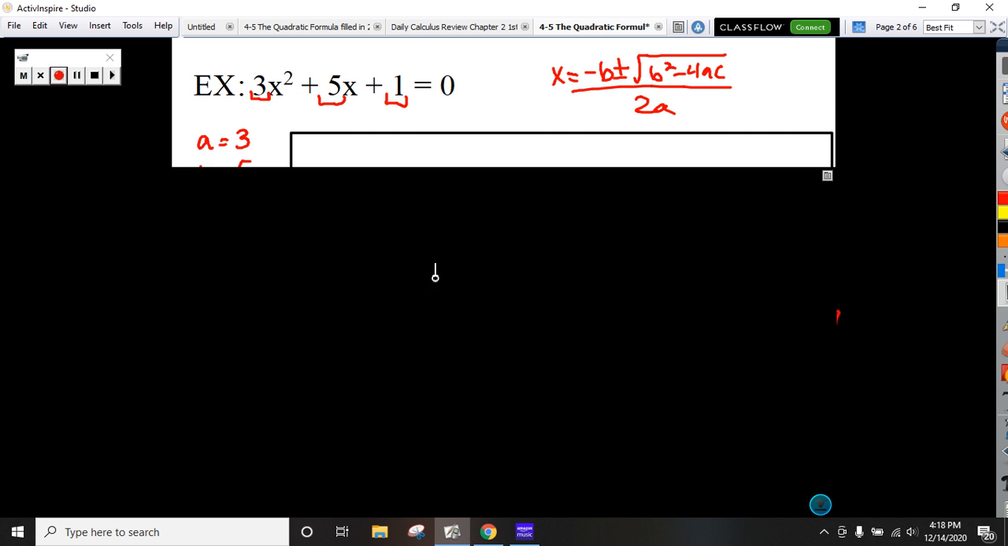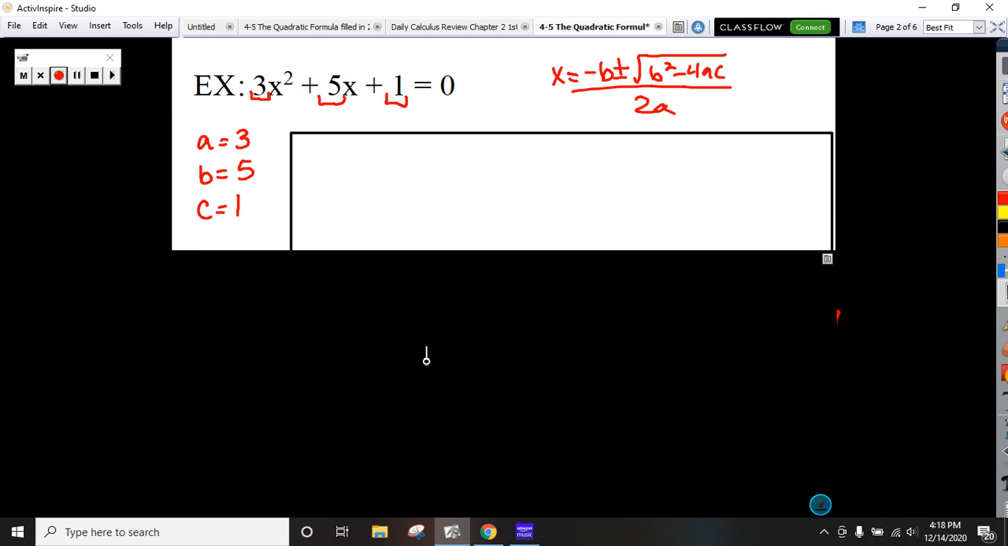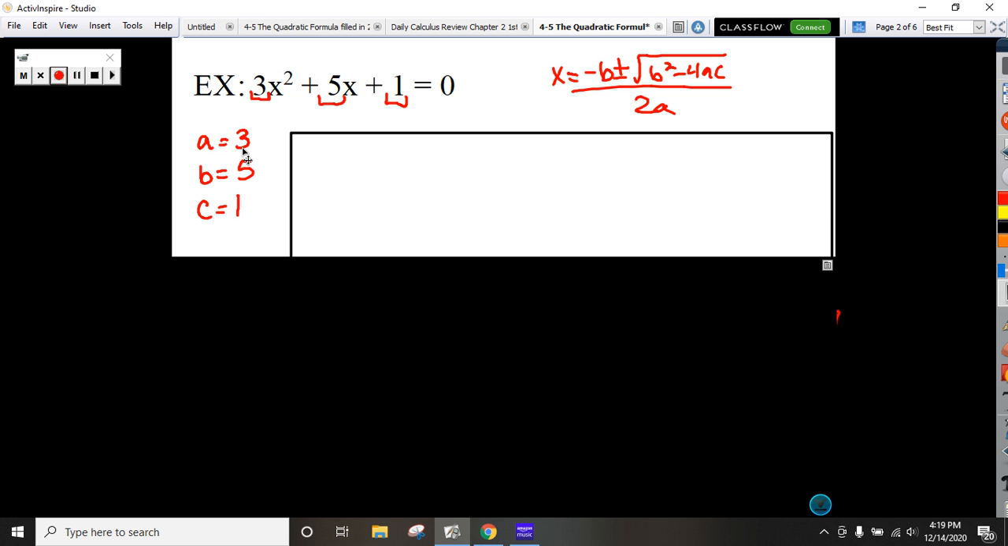So what I first like to identify is my a, b, and c in the problem. The a value comes from the number with x squared, just the number, so a is 3. B is the number with x, just the number, so it's 5. And then c is the plain number, which is 1. So we're going to use those 3 numbers to substitute into our formula.